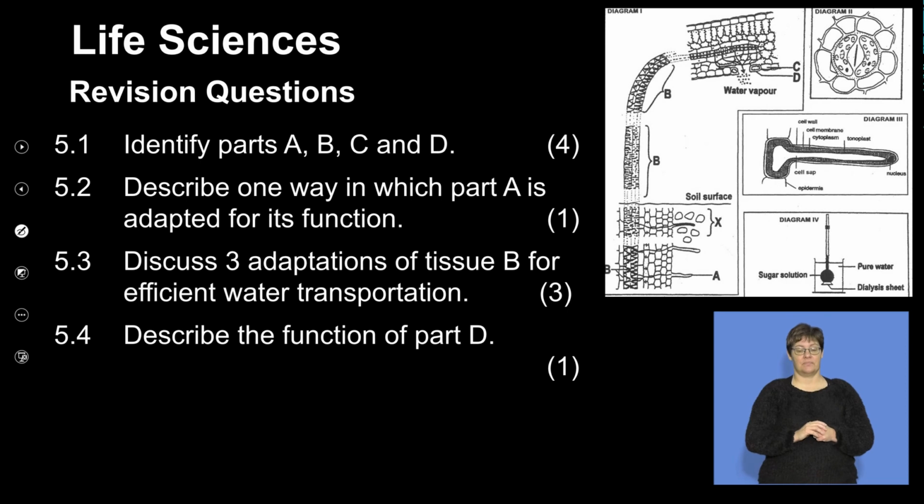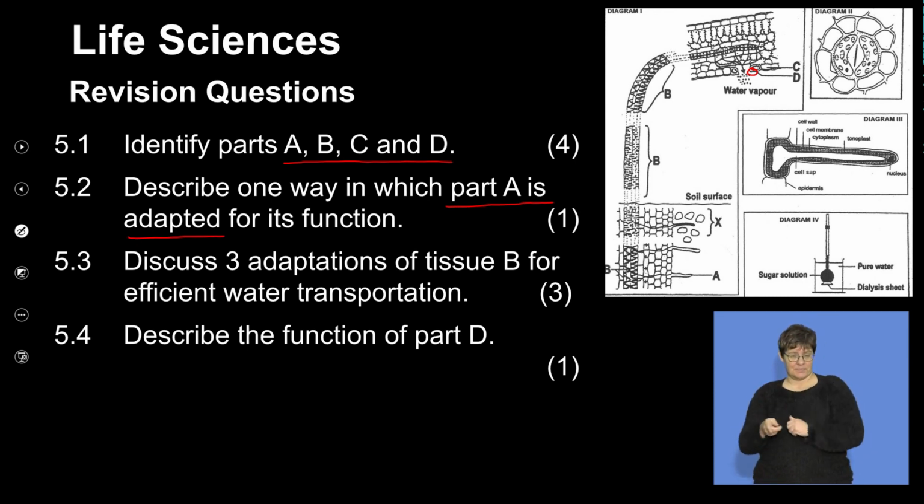So, it always starts off with easy questions. Identify A, B, C, and D. A is the root hair, B is the xylem going all the way up, C is an epidermal cell, and D is your stoma. Then, describe the way in which part A is adapted. A is your root hair, so here again you are talking about an increase of surface area.